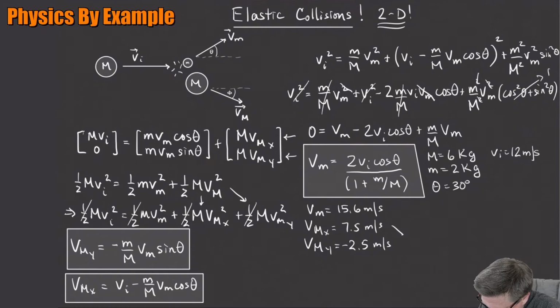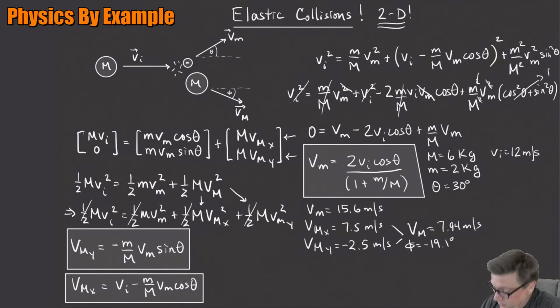So if you know those two things, you can also verify then that V big M is, what did I get? 7.94. And that little angle phi is minus 19.1 degrees there. So if you want to verify that, that's fine. What you should also do is verify that momentum is conserved. So go back and check that PIX equals PFX and PIY is PFY. Check the momentum in the X and the Y directions. And what you're going to find out is that those things are conserved, sure enough.